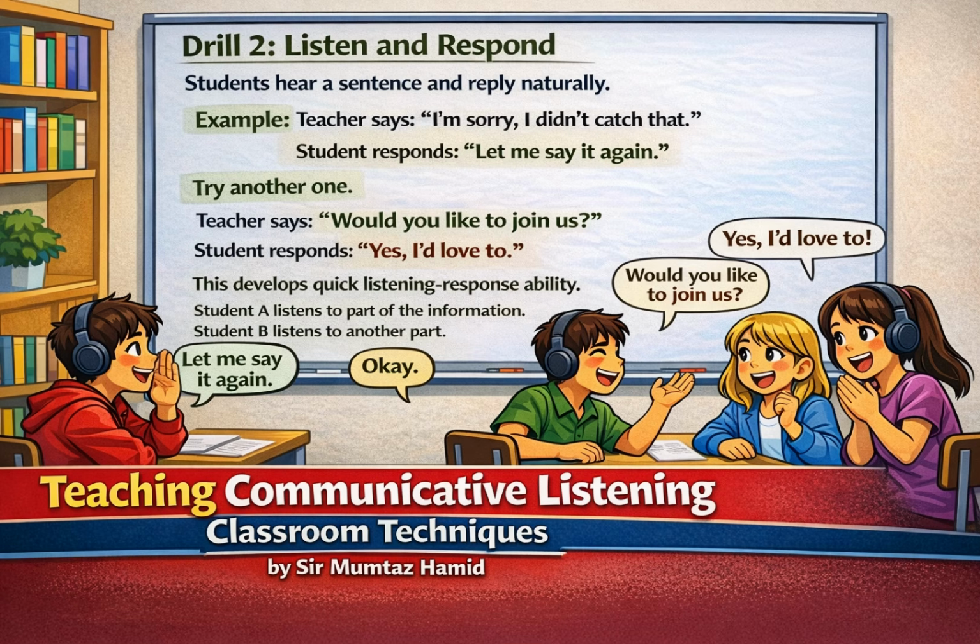Drill 3. Information gap. Student A listens to part of the information. Student B listens to another part. Then they talk to complete the task. For example, student A hears bus departure times. Student B hears ticket prices. Together, they decide the best bus to take. Now listening has a real communicative goal.